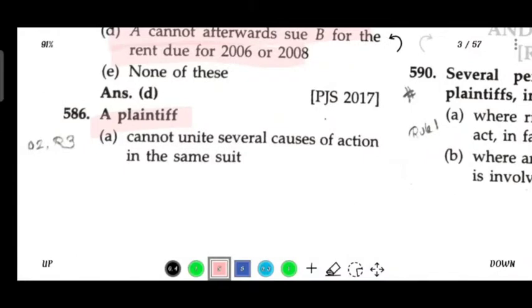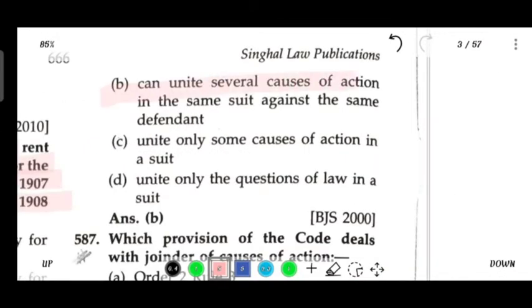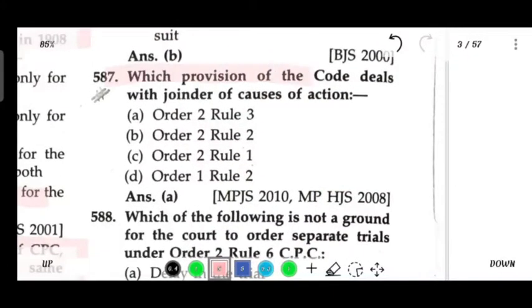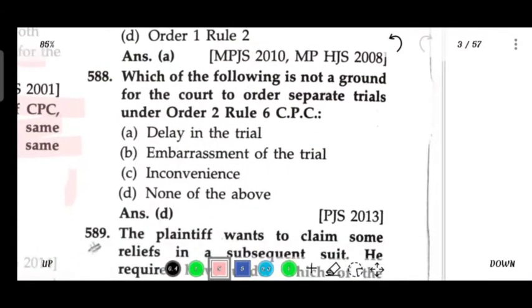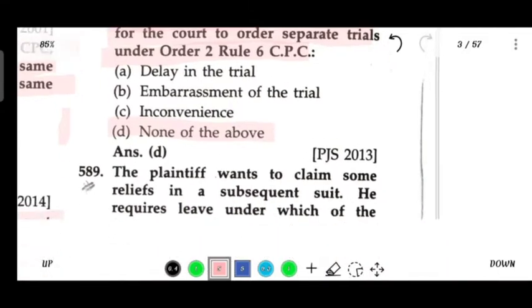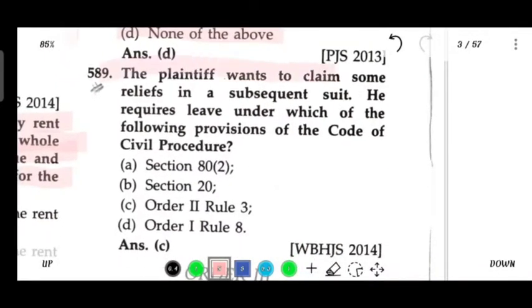A plaintiff can unite several causes of action in the same suit against the same defendant. Which provision of the Code deals with the joinder of causes of action? Order 2, Rule 3. Which one of the following is not a ground for the court to order separate trial under Order 2, Rule 6? None of the above. A plaintiff wants to claim some relief in a subsequent suit. He requires leave under which one of the following provisions of the Code of Civil Procedure? Order 2, Rule 3.